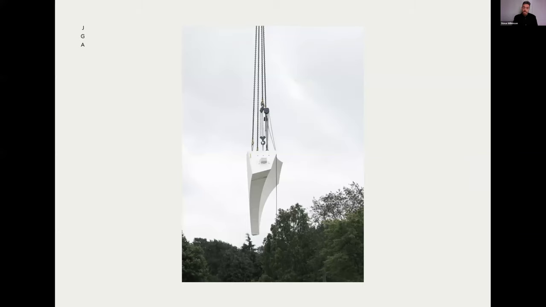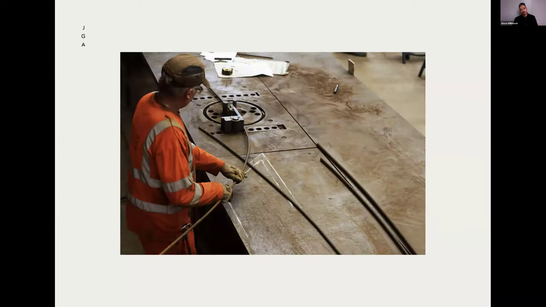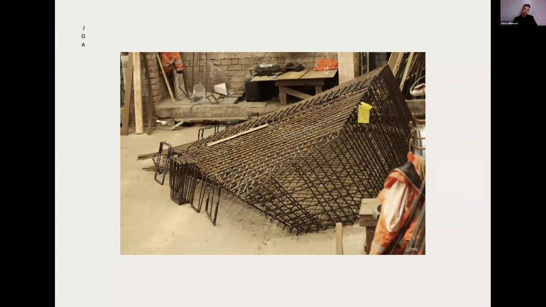So the pendentive was cast in 12 pieces using stone from the Italian Dolomites. This would have been the same stone that was used in the construction of the ancient city of Rome. Each piece was cast by Evans Concrete, and they created these beautiful molds constructed in timber ribs and layers of curved plywood formwork. And they incredibly bent all of the steel reinforcement bars by hand to create these complex meshes that were inserted into the molds to prevent surface cracking on the stone.